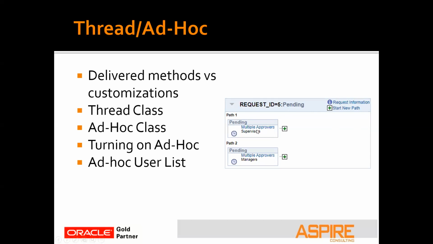There's also another description field. Some of the other description fields can be tweaked through the thread class with some customization. Again, you have to get a coder involved to do that, but it is possible to tweak the look a little bit. Ad hoc user list, again, we talked about that. That's how you would set who you can choose with those green pluses.